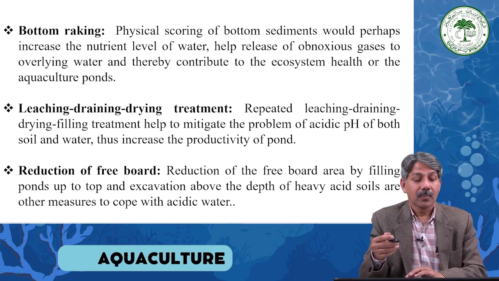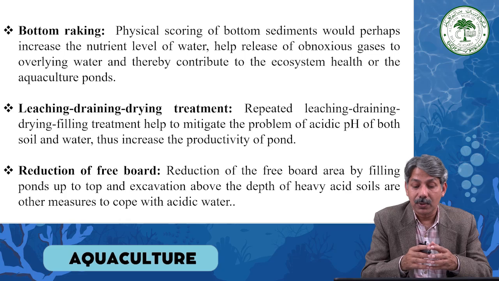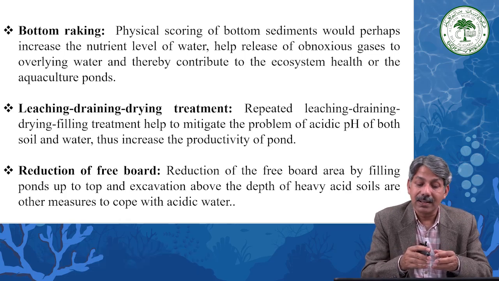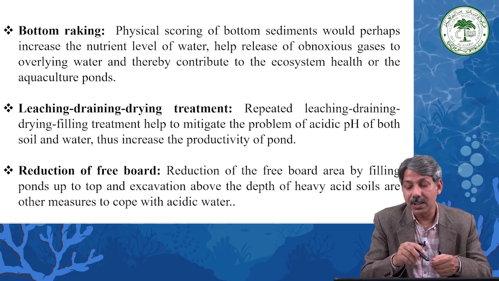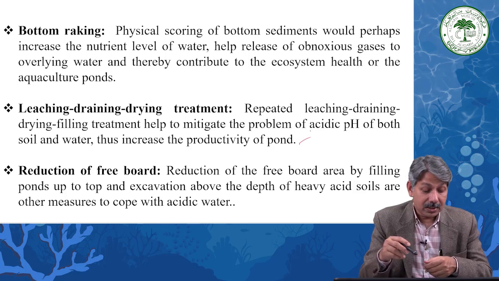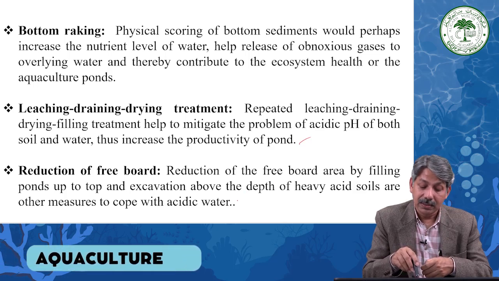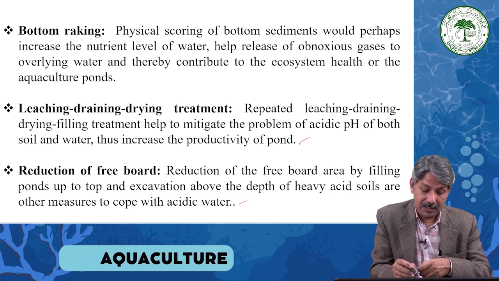Bottom raking can be done. Physical scoring of bottom sediments would perhaps increase the nutrient level of water, help release obnoxious gases to the overlying water, and thereby contribute to the ecosystem health of the aquaculture ponds. Leaching, draining, drying treatment: repeated leaching, draining, drying, and filling treatment helps to mitigate the problem of acidic pH of both soil and water, thus increasing the productivity of the pond. Reduction of freeboard: reduction of the freeboard area by filling ponds up to the top and excavation above the depth of heavy acid soils are other measures to cope with acidic water.